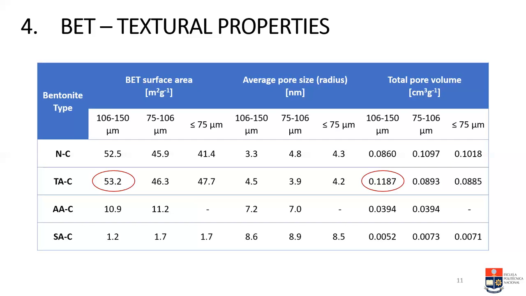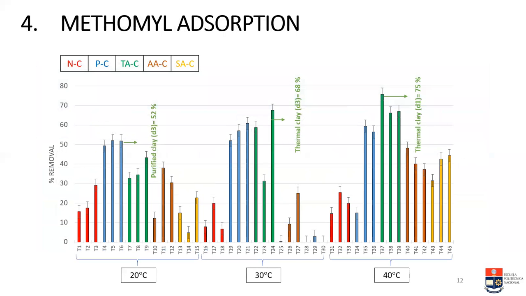So we performed the batch tests, and we observed that when we were working at 20 degrees Celsius, basically the best clays that we observed were the ones that were purified. These purified clays have a removal efficiency around 50%, as you can observe here. When we were working at higher temperatures, the thermally activated clays had better performance, and we also improved the performance of the purified clays, as can be seen here in these two cases.